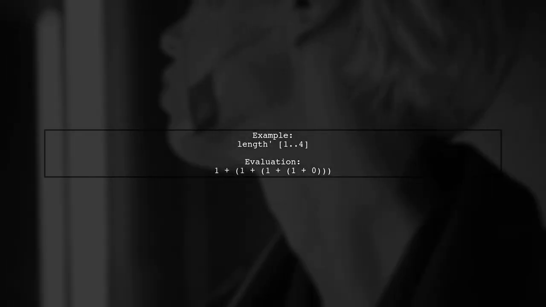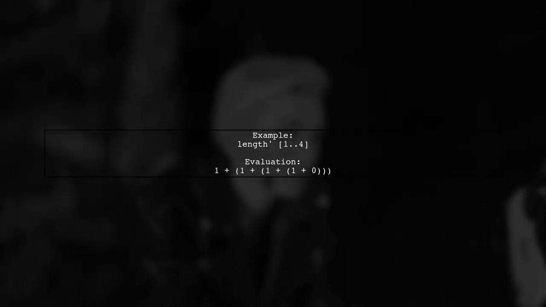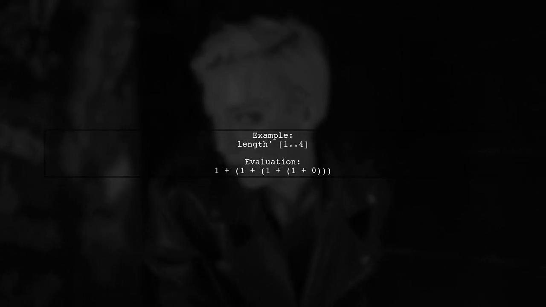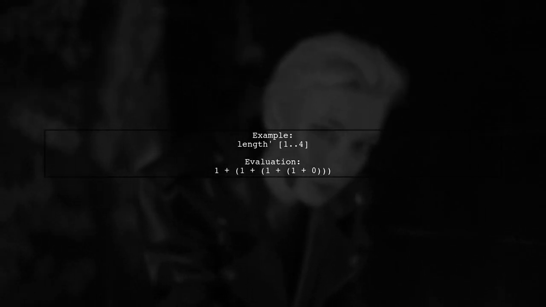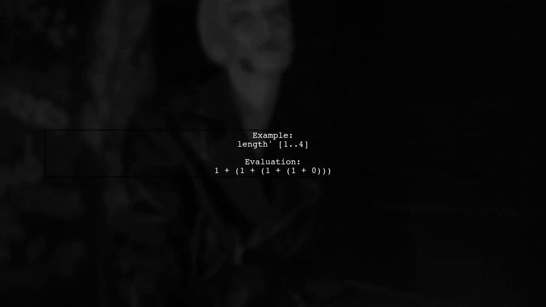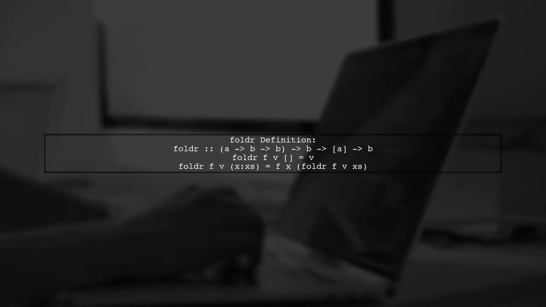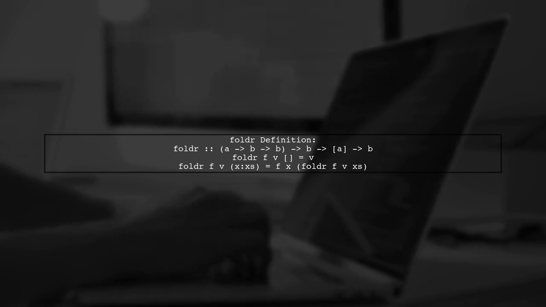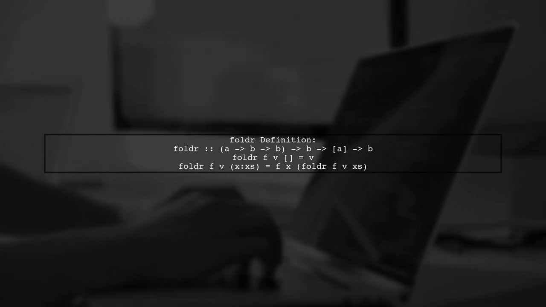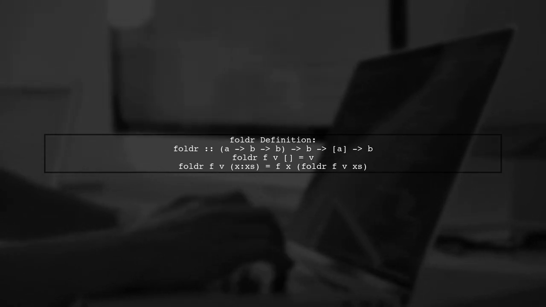For example, when you apply length to the list from 1 to 4, it evaluates to 1 plus the result of the next element, continuing until it reaches 0. Remember, foldr works by taking a function, an initial value, and a list, processing each element recursively.